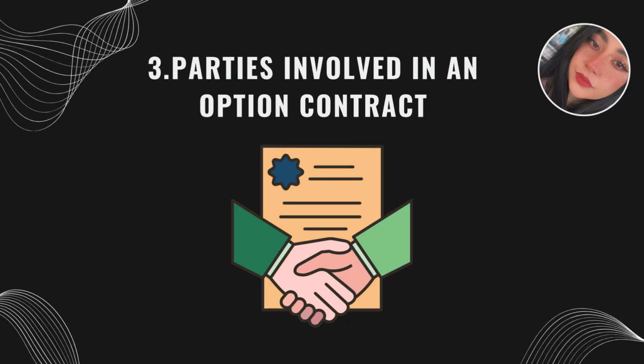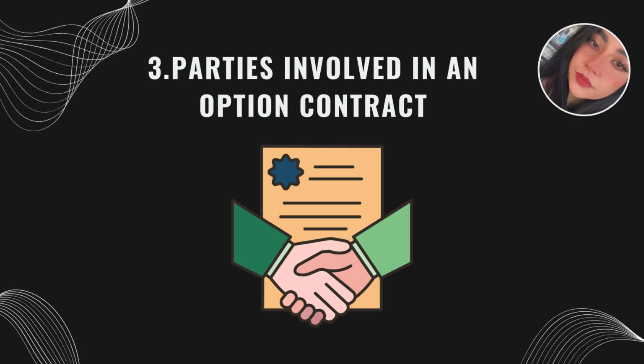Parties involved in an option contract. An option contract involves two main parties. Option buyer. This is the party who pays an amount called a premium. In return, they obtain the right to buy or sell the asset. Their maximum risk is limited to losing the premium paid.